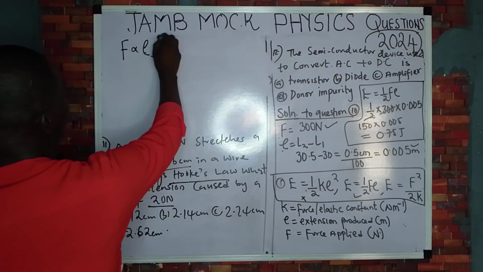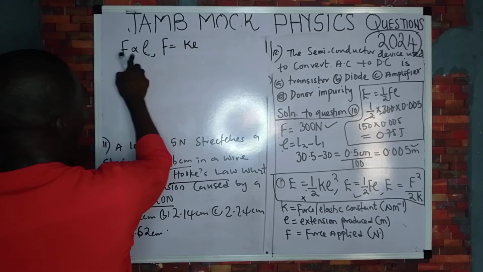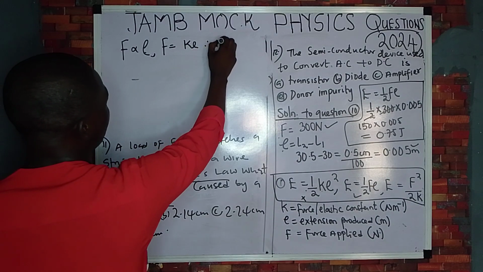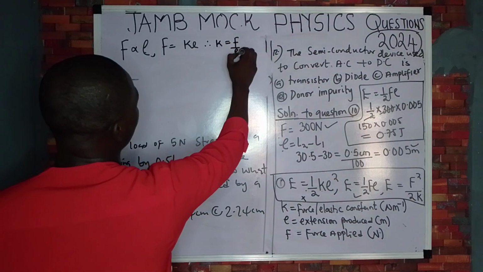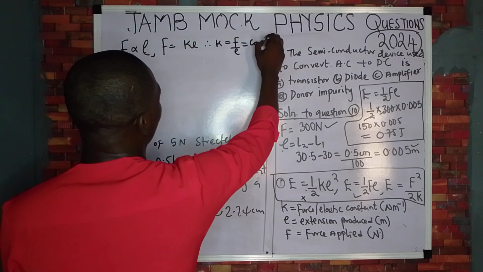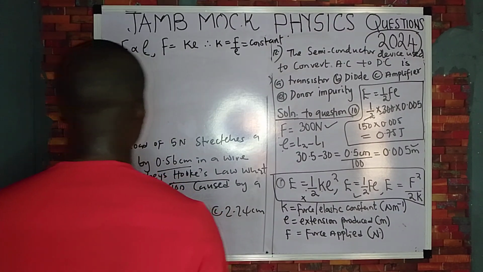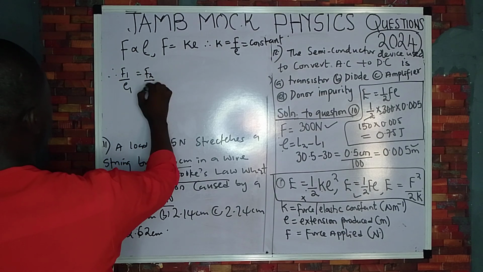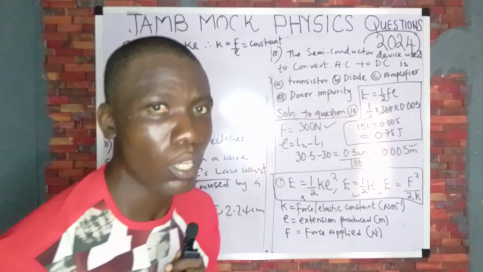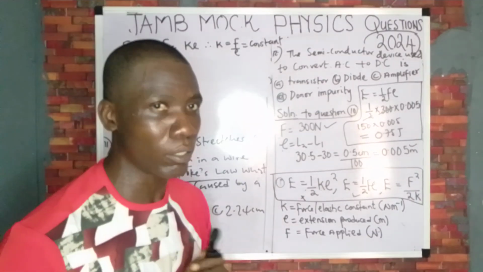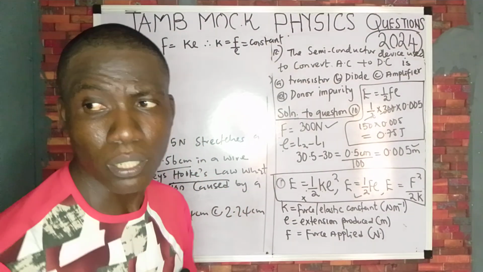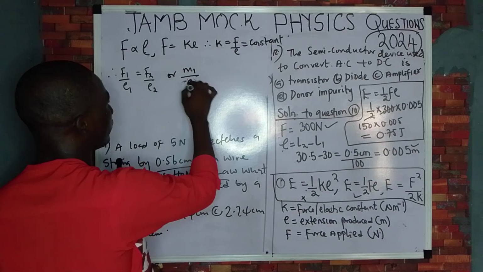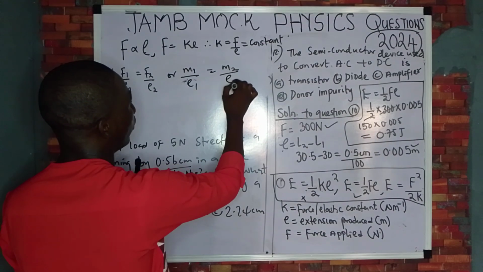So that we have F equals KE. By the time you remove your proportionality sign, you put your equals to and put your KE. So therefore, you find out that K is equal to F over E, and this same K is what? Constant. So therefore, we have F1 over E1 equals F2 over E2. Whenever you have 2 forces applied to an object, certainly the forces are not the same. They are going to produce different extensions. That's why you have your E1 and your E2. Or we can say M1 over E1 equals M2 over E2.